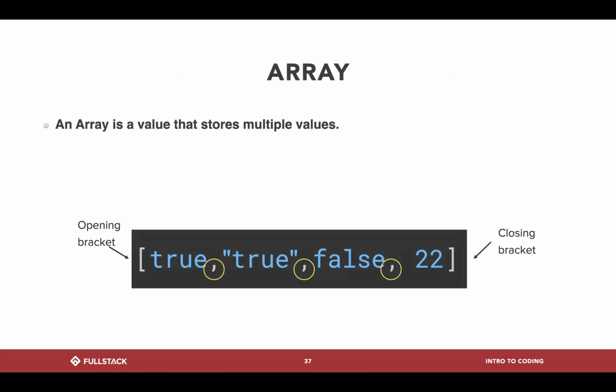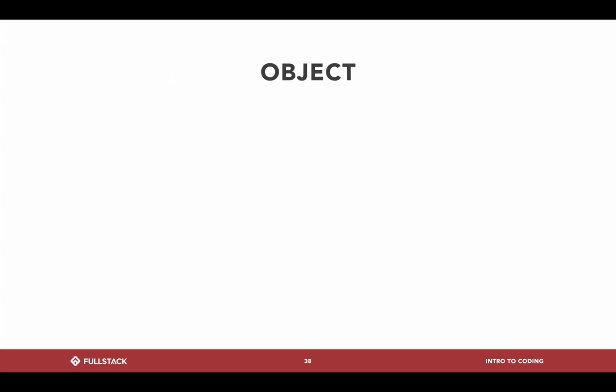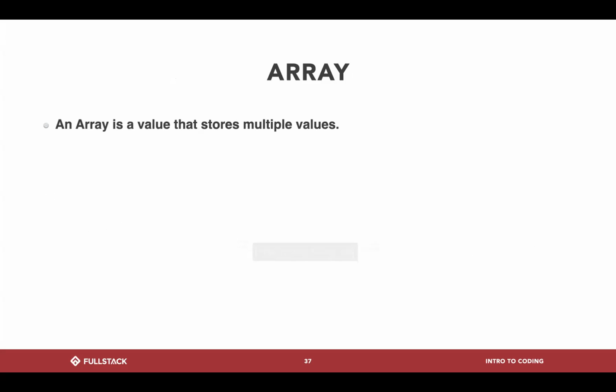Arrays. An array is a value that stores multiple values in a particular order, similar to a list of values. Each value stored in an array is separated by a comma.